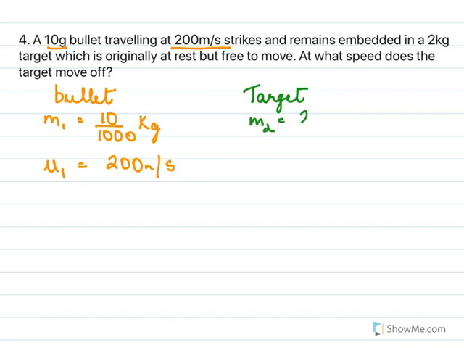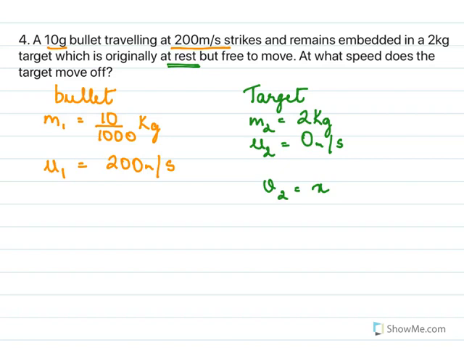The mass of the target is 2 kg, which is originally at rest, which means U2, the initial velocity of the target, is 0 meter per second. At what speed does the target move off? So we have to find the final velocity of the target. We'll say it is x.